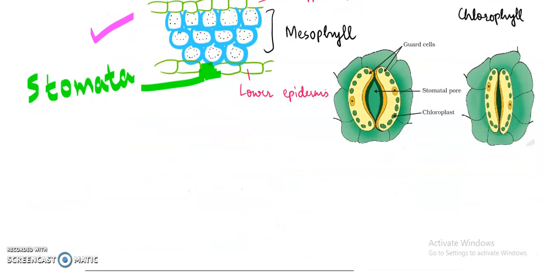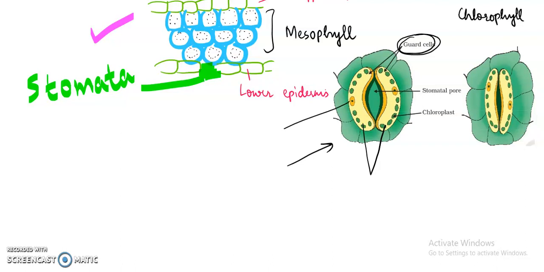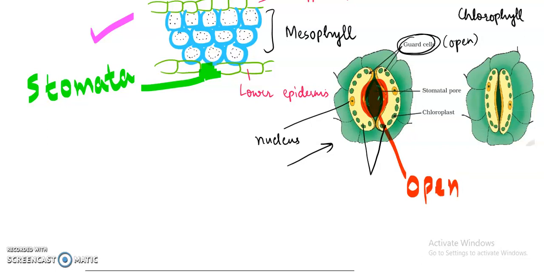Now we need to see one more thing, how the internal structure of stomata actually is. You can see here that these two kidney shaped cells are known as the guard cells. Guard cells also contain chloroplast and they also contain a nucleus. So this orange structure which is seen here is the nucleus, and here the guard cells are open, because the pore in the center, which I am coloring with red, is wide. Now why is it wide? Because it is open. The amount of water in the guard cell makes it open.